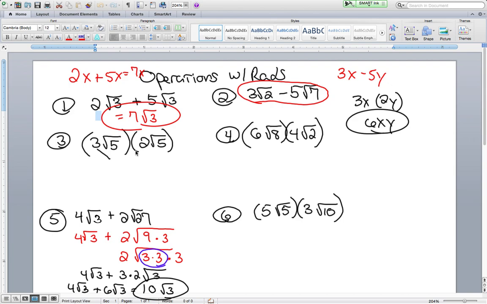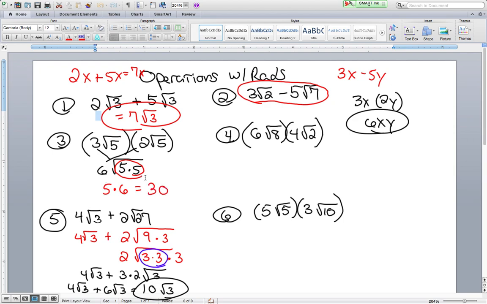I'm going to do 3 times 2, and I'm going to get 6. And then rad 5 times rad 5. I'm not going to put rad 25 in there. I'm going to leave it as rad 5 times rad 5. And notice, look at that, I got a date. The 5's leave the house, go on a date. So we're going to have 5 times 6 out front, which is 30.